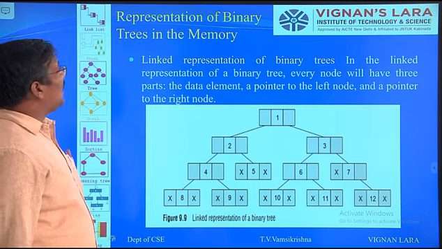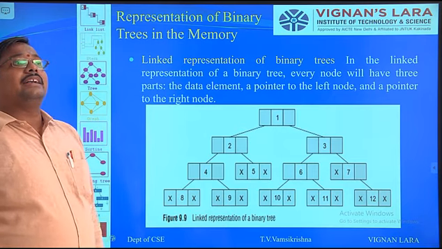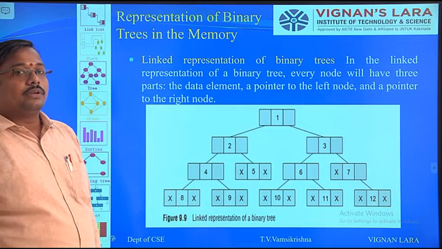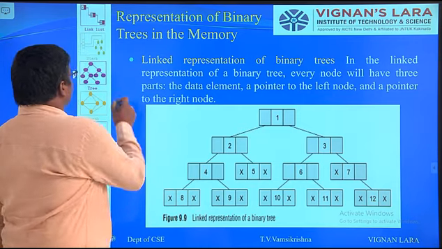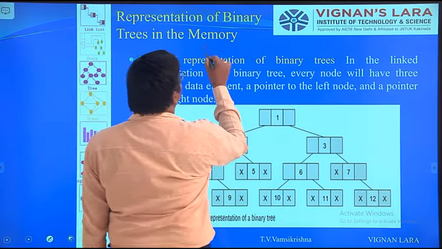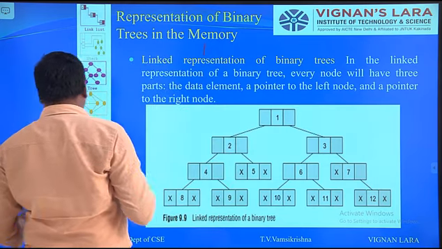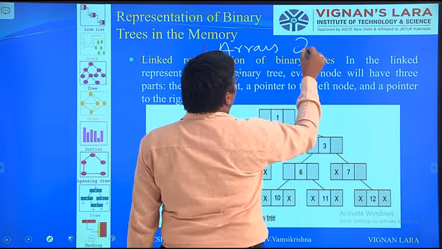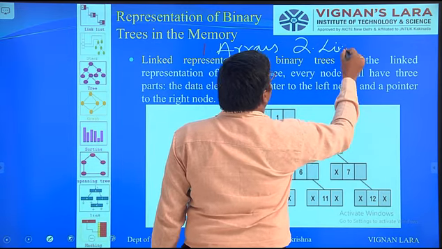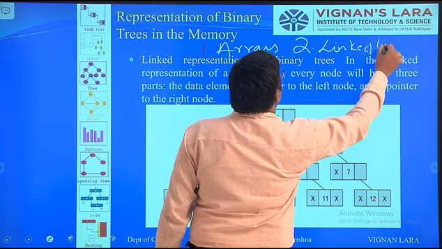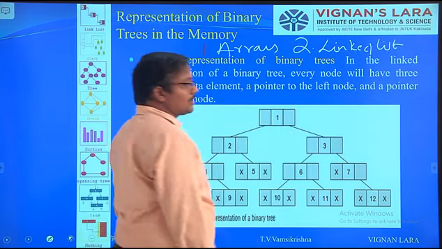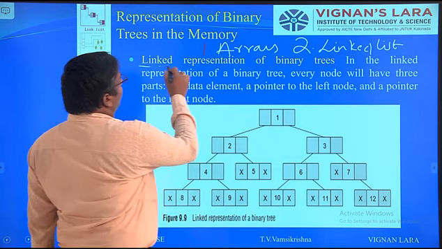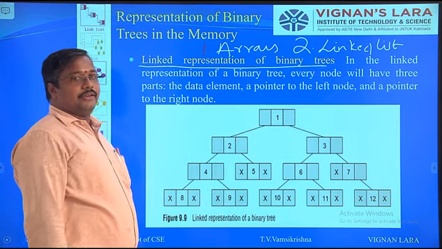Next, what are the two different kinds of representations to represent a binary tree? One is array representation, which is called sequential representation. Another one is linked list, which is called linked representation of a binary tree. First we will see the linked representation of a binary tree.